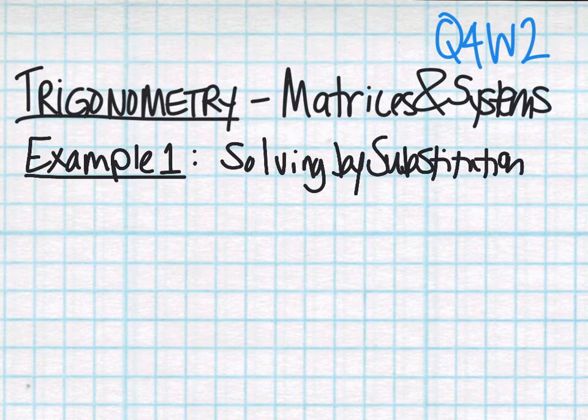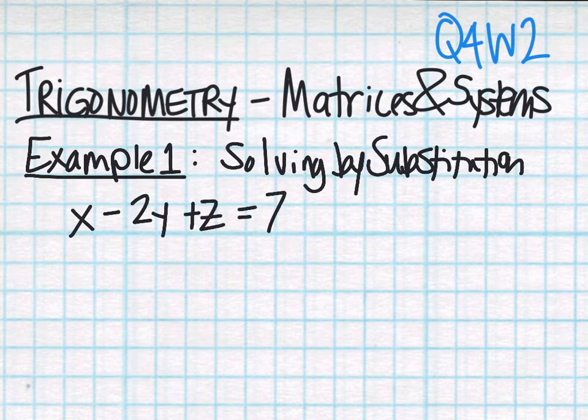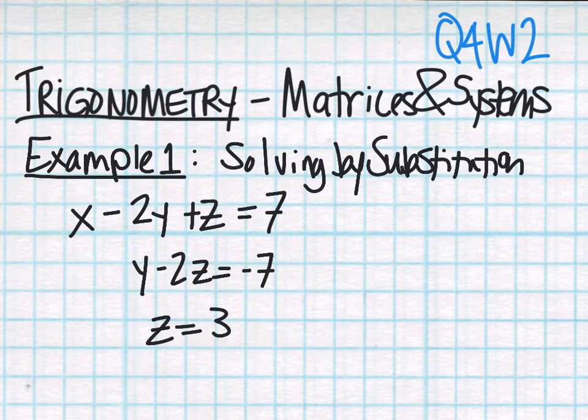So hopefully this looks familiar to what you've done before. So here's our system. Our system is x minus 2y plus z equals 7, y minus 2z equals negative 7, and z equals 3. Well, when I look at this, I immediately notice this last equation here. I love it when I've got something as simple as this. This one, I can really easily know that my z value is 3. So this is going to make it helpful.